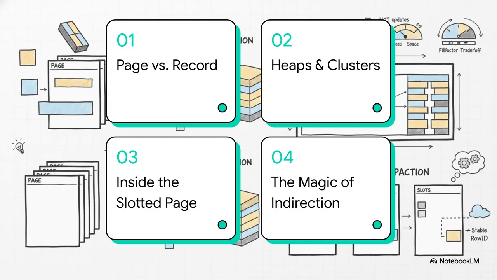So here's how we're going to break it down. First, we're going to tackle the core conflict, the big problem that databases have to solve. Then we'll zoom out a bit to see how tables are organized at a high level. After that, we'll dive deep into the star of the show, the slotted page itself. And finally, we'll see why the simple idea behind it is just so powerful.